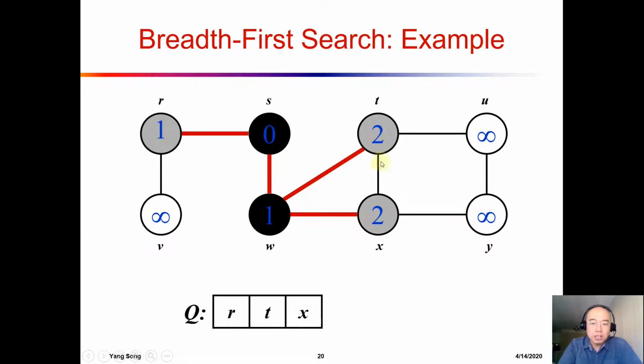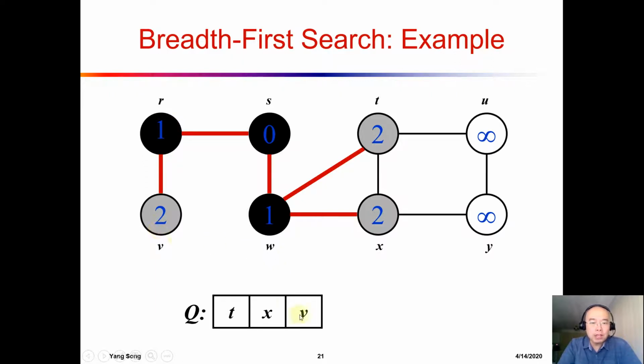So for both T and X, we have colored this line red and this line red. The reason is that T's parent will be W and X's parent will be W again in the tree structure. And now W is fully explored. We have enqueued T and X. And now the next node we are going to explore will be R, because R is the head of the queue. Okay, so if we explore R, then we find another node V.